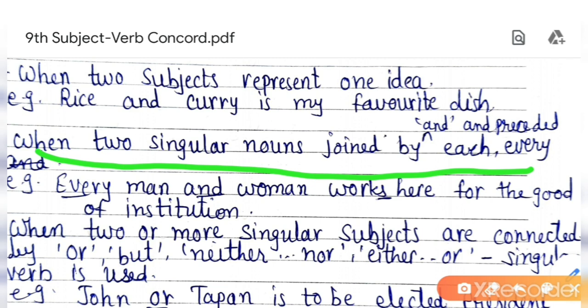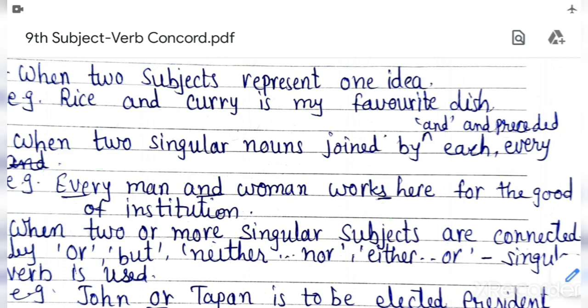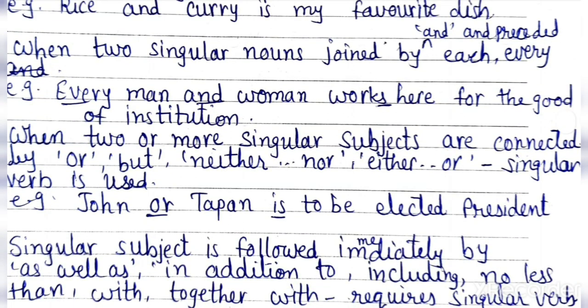Next one is when two singular nouns joined by and preceded by each, every, either, neither. Okay, and here and is used, joined by and preceded by every or each, we use singular verb. And is used, preceded by each or every, and so singular verb is used. Every man and woman works here for the good of institution.